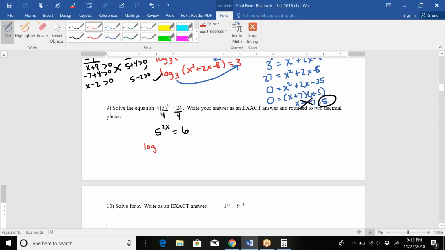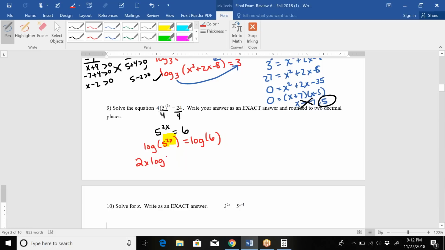Just like when we had two logs on each side, we set their insides equal if they were the same base. As long as you apply the log with the same base to each side, you can do that. Now, what you'll notice is I'm using base 10, so I'm not writing a base on my logs. Now, this frees us up to use the power rule for logs, which says we can take that power and bring it to the front. So that gets the x out of the exponent.